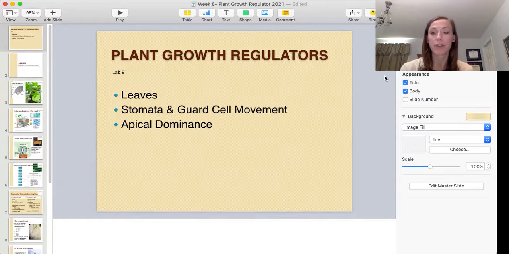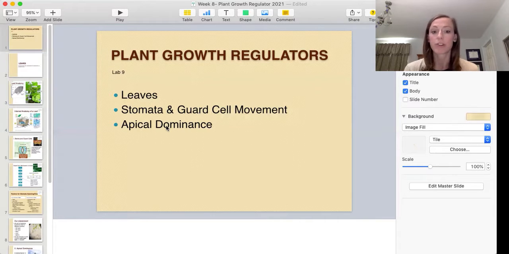So, we're going to look at a few concepts that enable the plant to exchange gases with the environment. Obviously, they need to have CO2 and they need to release oxygen as a part of photosynthesis. And this happens, as we'll see, through small pores called stomata. And those stomata are regulated by a type of cell called a guard cell. So we're going to look at that as well as the concept of apical dominance.